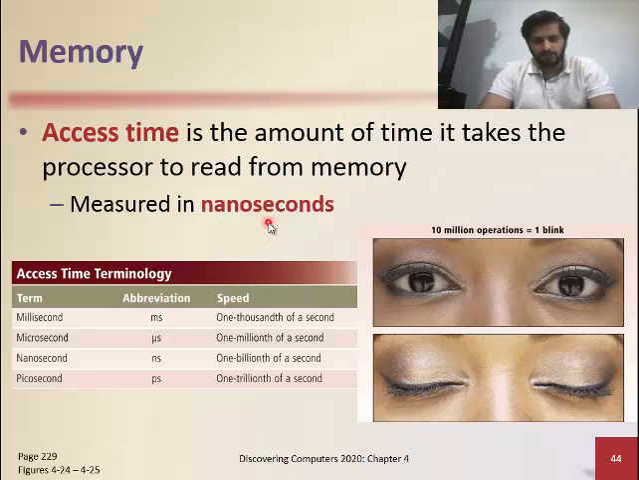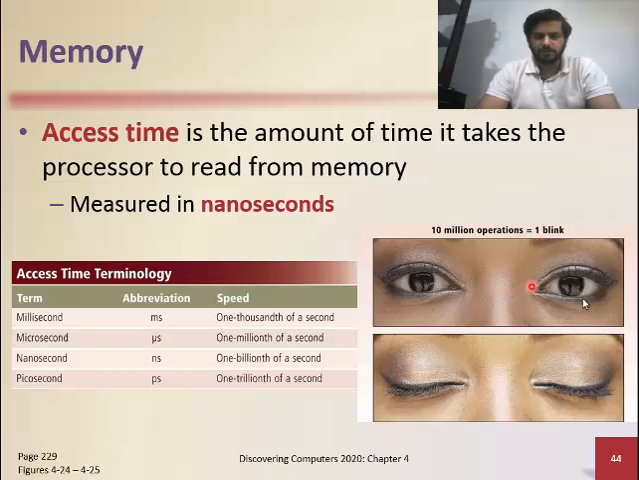Why is it measured in nanoseconds? Because the clock speed of your system is measured in gigahertz, and that is the frequency of your system. Giga means 10 raised to the power 9, and if you take the reciprocal of giga, that becomes 10 raised to the power minus 9, so that becomes nanoseconds.